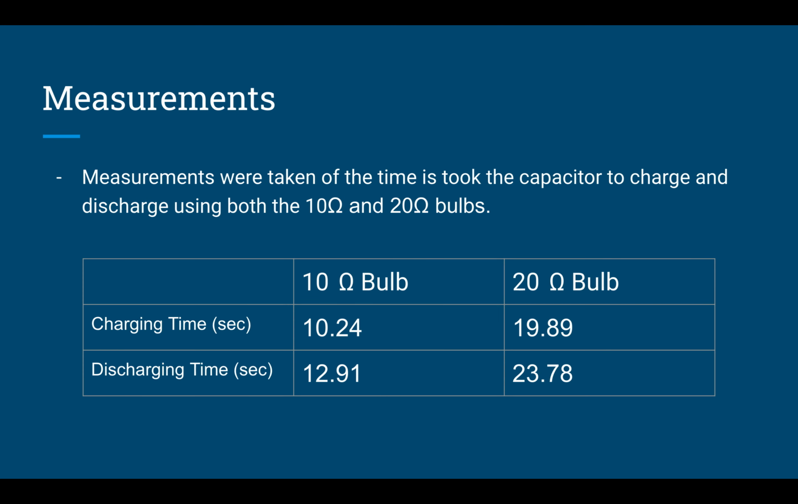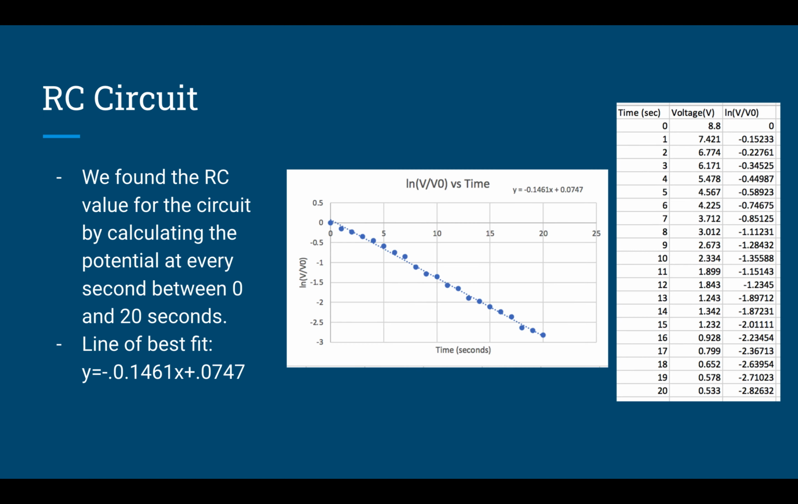Using the stopwatch, measurements were taken of the number of seconds it took for the capacitor to fully charge and discharge, and this was done using both the 10 and 20 ohm bulbs. The results of my measurements can be seen in the table. With the 10 ohm bulb, it took the capacitor 10.24 seconds to charge and 12.91 seconds to discharge, while with the 20 ohm bulb, it took 19.98 seconds to charge and 23.78 seconds to discharge. These measurements make sense because as the resistance of the bulb is doubled, we can expect the time taken for the capacitor to charge to nearly double.